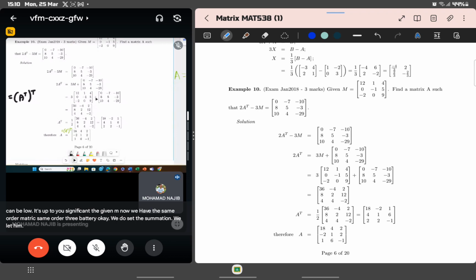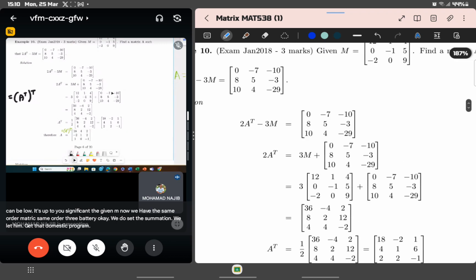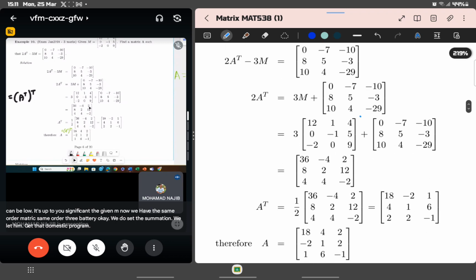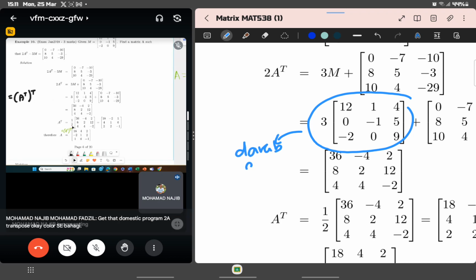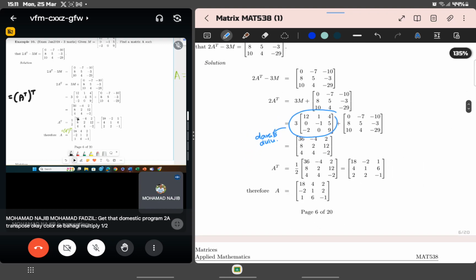3 darab 12, 36, tambah kosong, 36. 3 darab 1, 3, tambah negatif 7 adalah negatif 4. Jadi kat sini akan dapat 2A transpose. Okay, kalau saya bahagikan dekat sini, saya jadi 1/2. Sir, can we multiply 1/2 ataupun half to 36 negatif 4? Boleh. Nak darab macam mana sir?